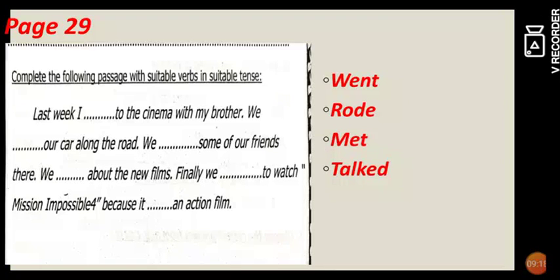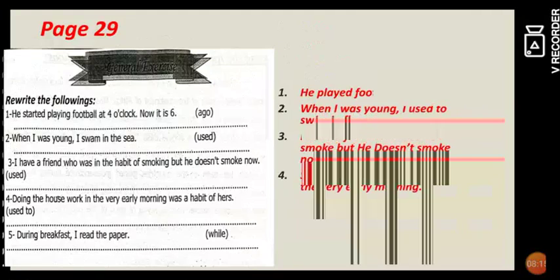Next, complete the following passage with suitable verbs in suitable tenses. Last week I went to the cinema with my brother. So the answer will be, last week I went. We rode our car along the road. Past of ride is rode. We met some of our friends.